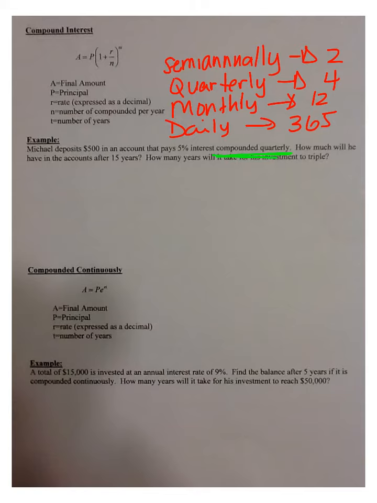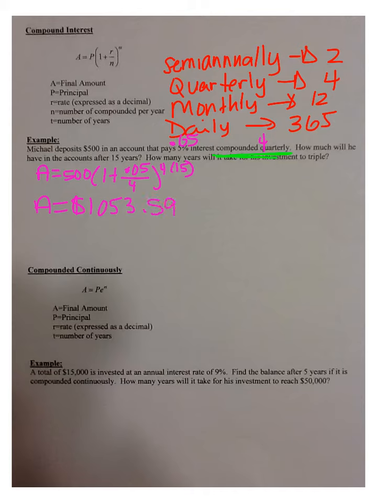So he deposits $500, so that's your P. My interest is 5%, so that means that's 0.05. Compounded quarterly, so my N is 4. We want to know how much is in the account after 15 years, so I'm looking for A. So A equals 500 times 1 plus 0.05 over 4 raised to the 4 times 15. Just plug the whole thing into your calculator, and you get $1,053.59.